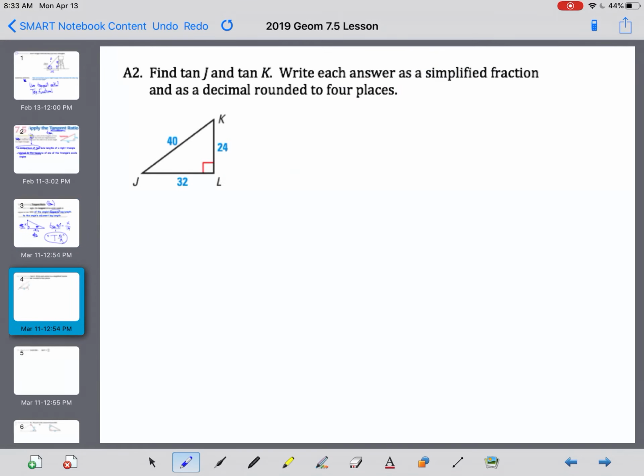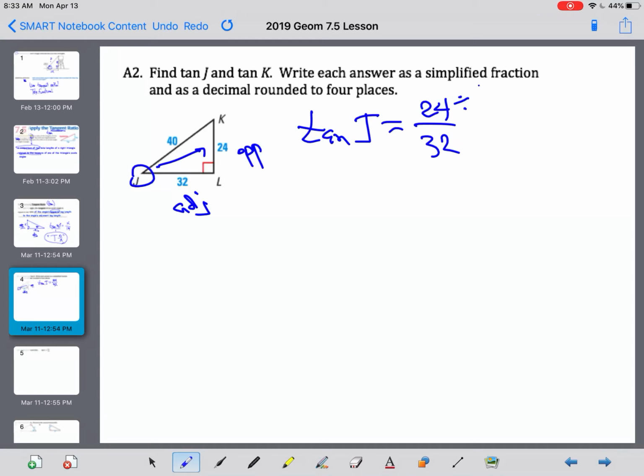Continuing here, if we're asked to find the tangent of J, J is here, and here's the opposite according to where the angle is. So the tangent of J equals 24 over, and then here's the adjacent, 32. They want us to simplify this. We can divide some 8s out, a common factor. We get 3 over 4.